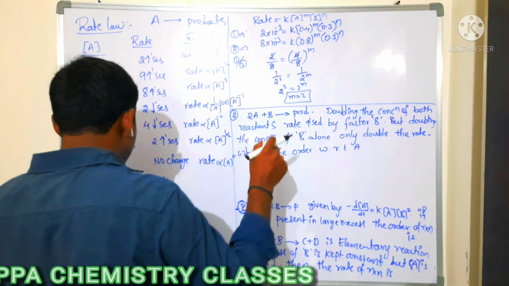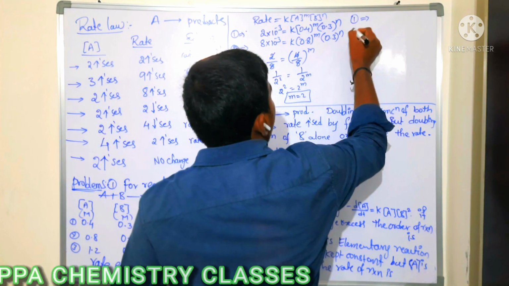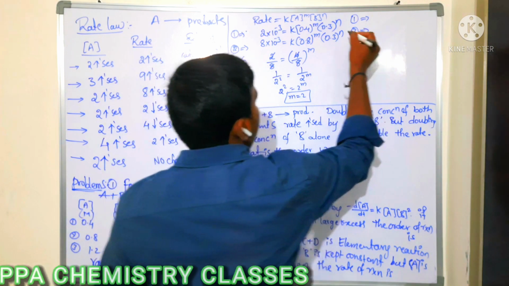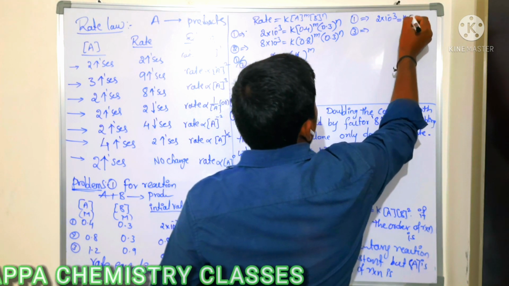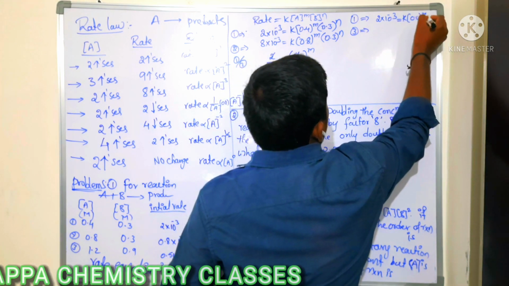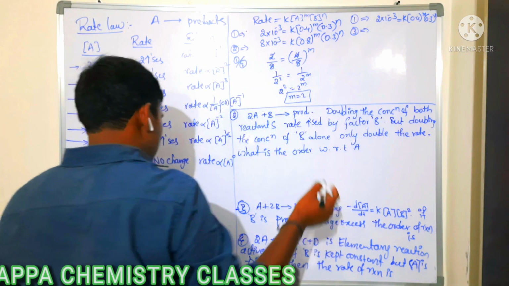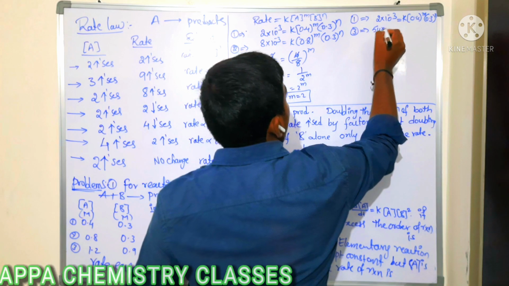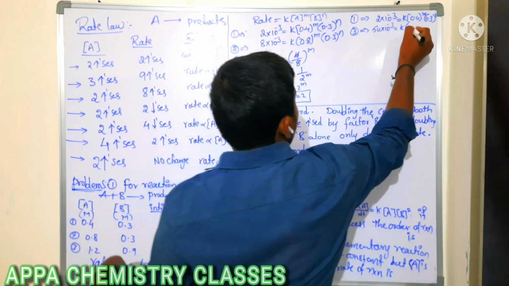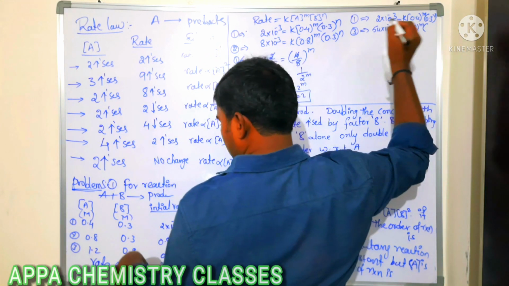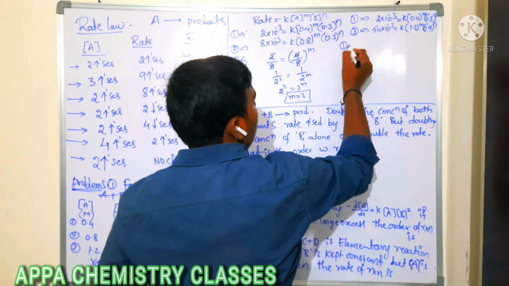We will take, for example, experiments 1 and 3. For simple calculation, any reactions you can take, you will get the same value. For 1 and 3 we will take. Experiment 1 is 2 into 10 power minus 3 is equal to k into 0.4 whole power m, 0.3 whole power n. In case of the third one, 54 into 10 power minus 3 is equal to k into 1.2 whole power m, 0.9 whole power n. Now in this case you do 1 by 3.